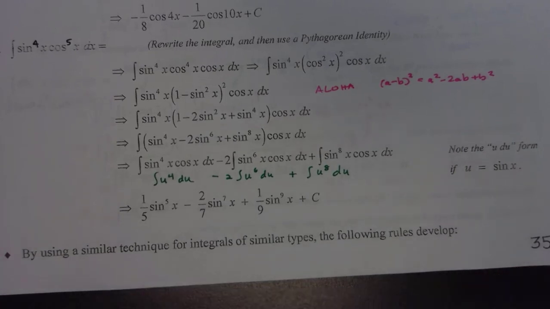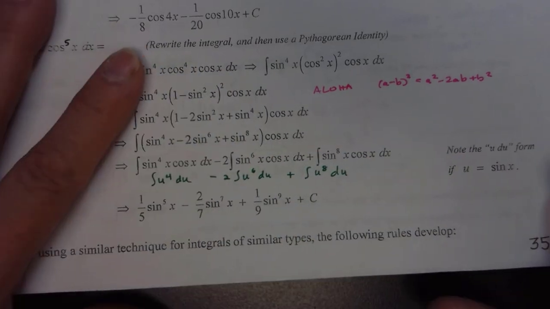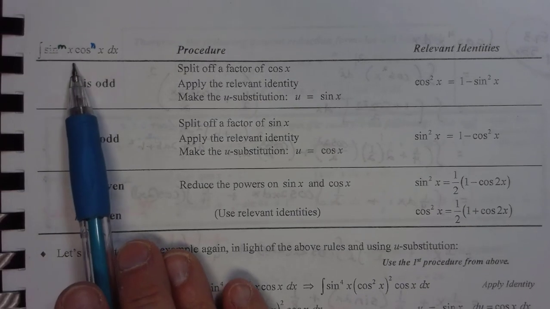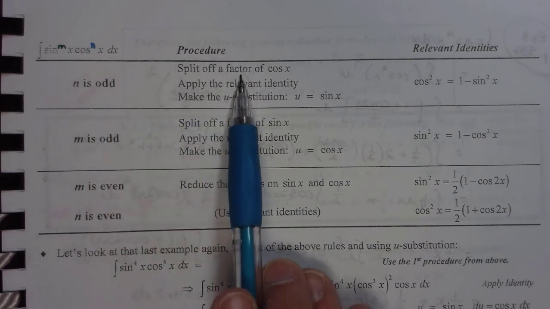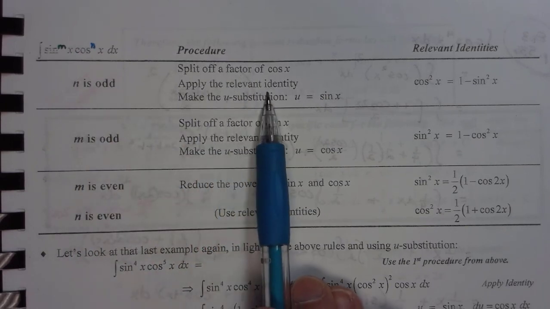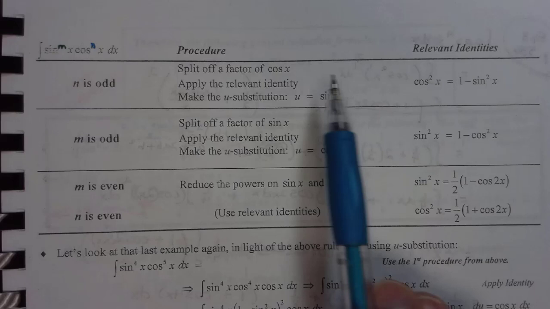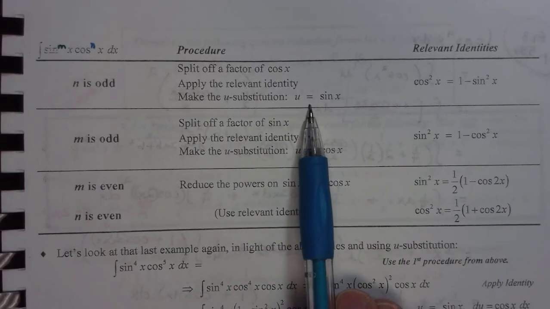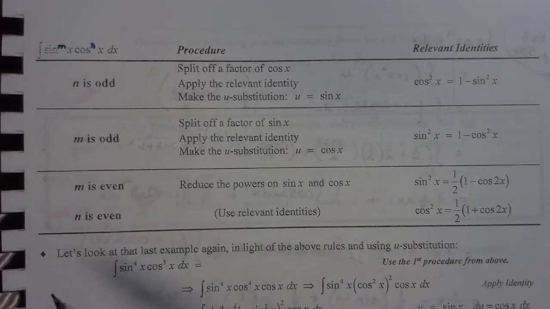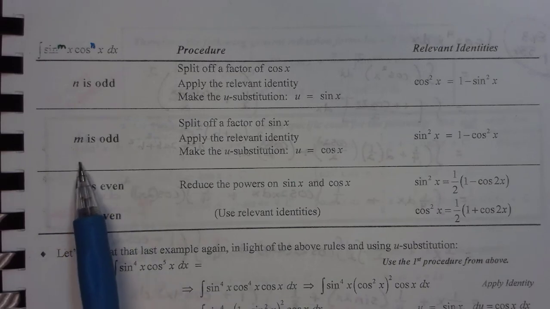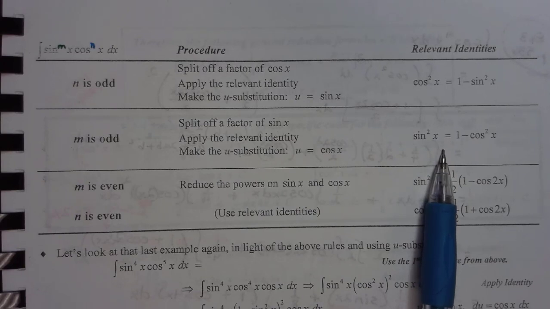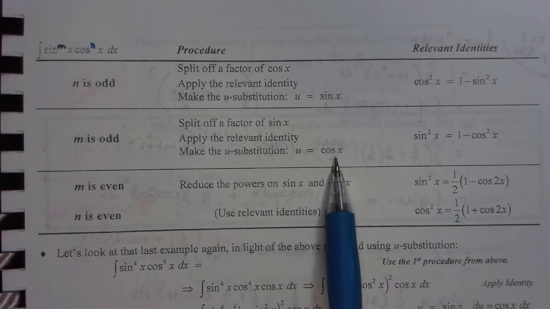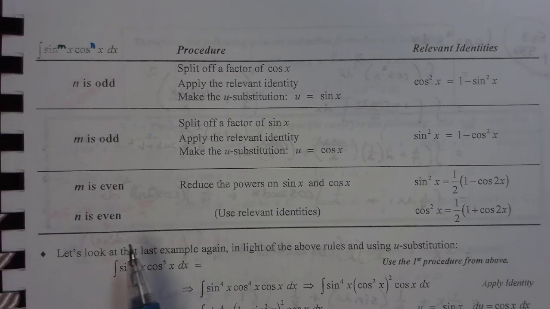So we can develop some basic rules that will help us in situations like this. When you have a product of sine and cosine, if the exponent on cosine is odd, split off a factor of cosine, put the Pythagorean identity in, and do your substitution where your u is going to be sine x, therefore your du would be your cosine x dx. If m is odd, do the same thing, but splitting off a factor of sine, use this substitution, and your u would be cosine of x, and then your derivative would be negative sine x dx.